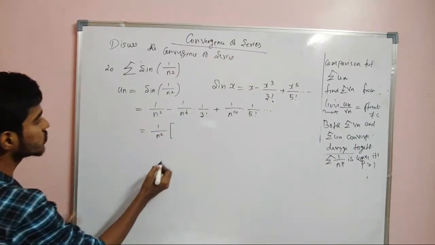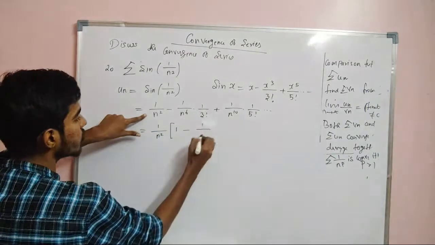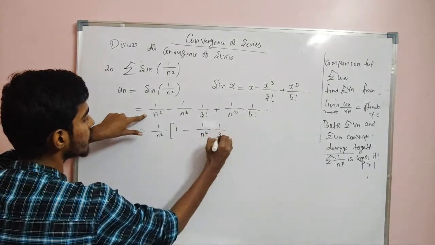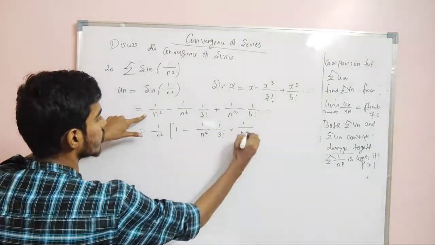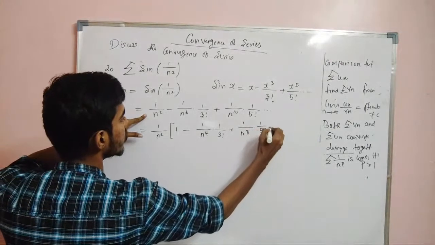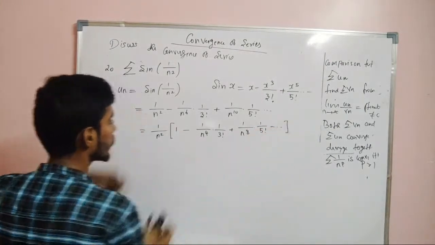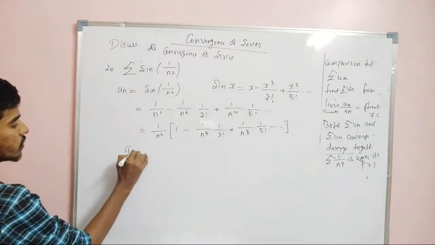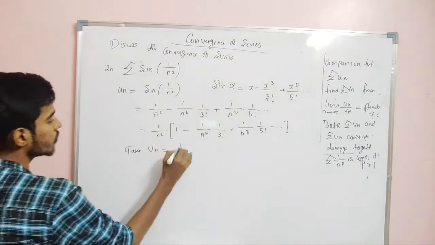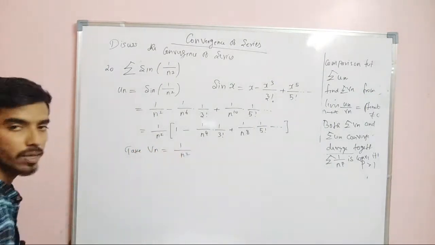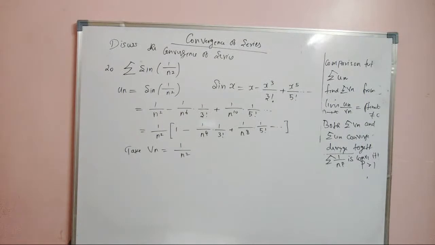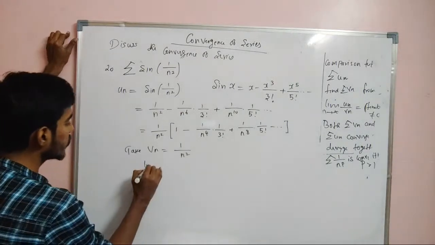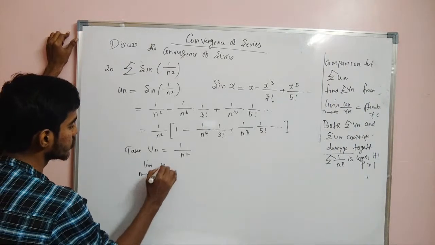If you take 1 by n square common, this will be 1, and here we will have 1 by n power 4, 1 by 3 factorial, and here we will have 1 by n power 8, 1 by 5 factorial, and so on. Right? Now you take Vn to be equal to 1 by n square. In the previous problem you took 1 by n, but here I am going to take Vn to be 1 by n square. In the previous problem we didn't have an n square term, so that's why we didn't take 1 by n square. Now what about limit n tends to infinity Un by Vn?